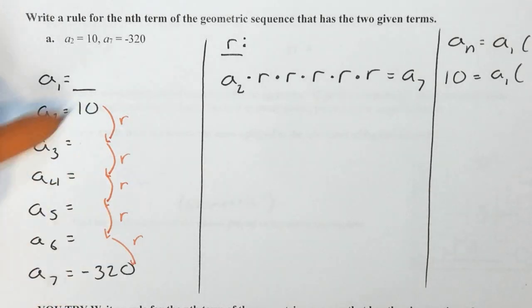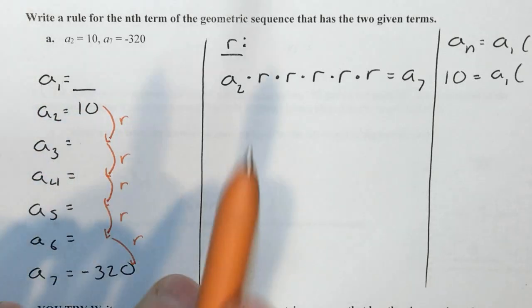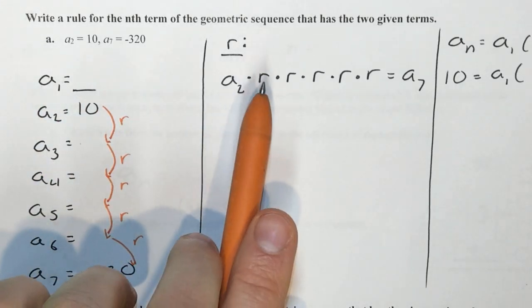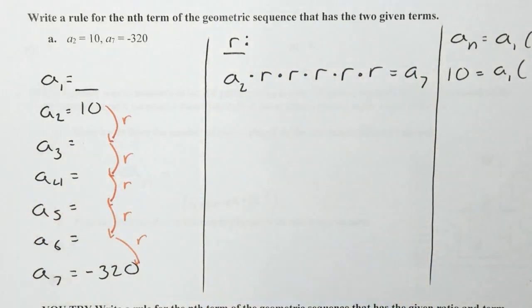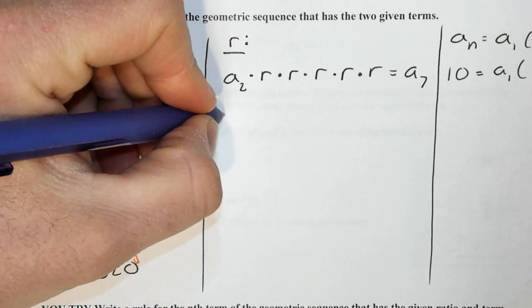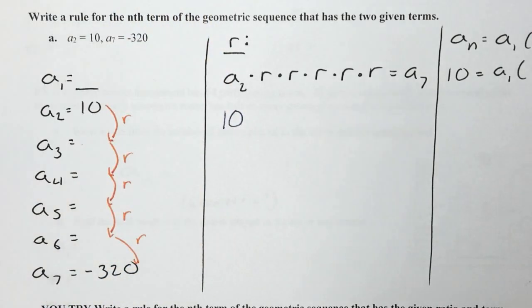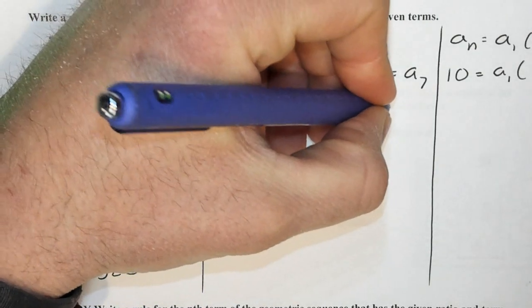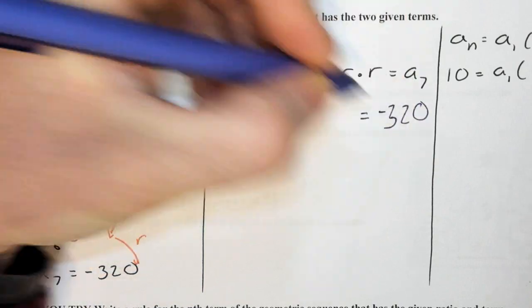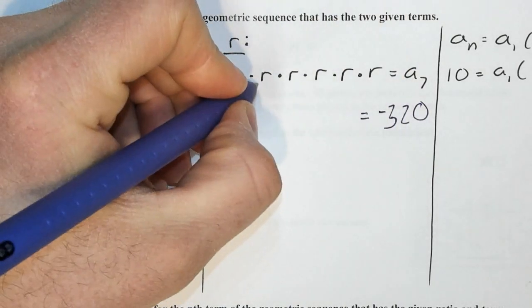Let me write this all out for you in a little bit different way. If you started here with the second term and you multiplied by 5 ratios, you would end up at the seventh term. Let's take that even further. Our second term actually is 10, so we can replace that A2 with a 10. And similar to that, our seventh term is actually negative 320, so we can replace that with a negative 320. Now let's talk about the r's.